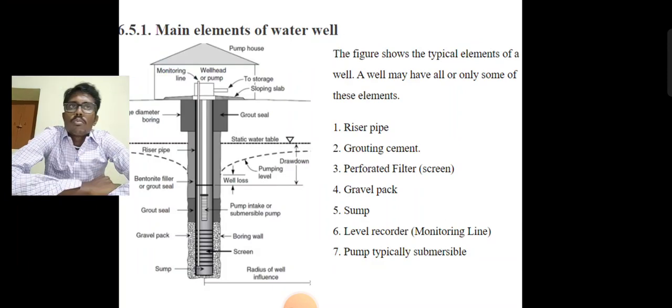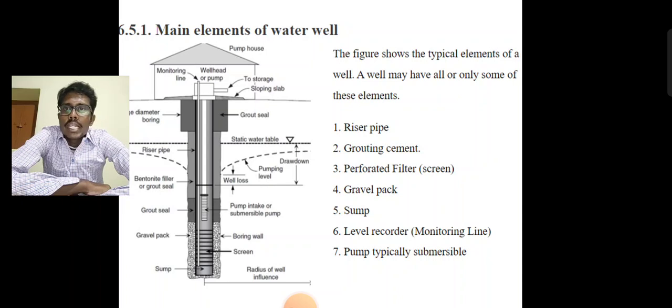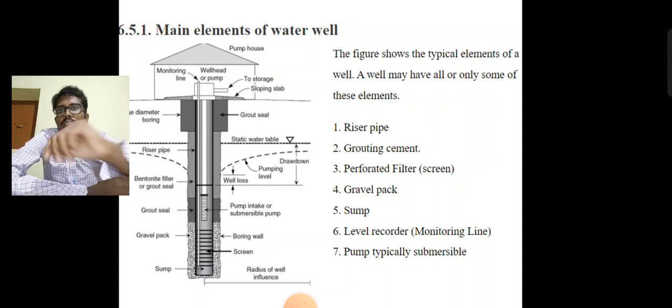What are the main elements of the water well? A water well consists of a riser pipe, which helps bring the water from down below up to the surface. Next, grouting cement to prevent the collapsing of the well. Next, the well filter, where the water can flow through from the aquifer. Next, gravel pack to avoid impurities entering the pumped water. Next, the pump, typically a submersible pump used in these types of wells. Next, the level monitoring recorder for monitoring the water level. So these are the main elements used in a water well.